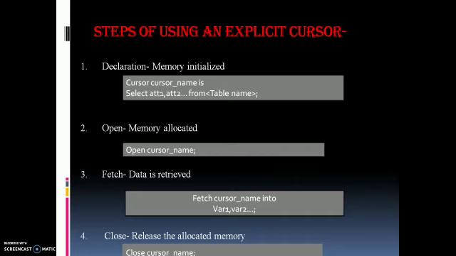The second step is open. In this step, memory is allocated for the cursor. The third step is fetch. In this step, the data is retrieved from the cursor into some variables. The fourth and last step is close. In this step, the allocated memory is released. The syntax for all the 4 statements is given on the screen.